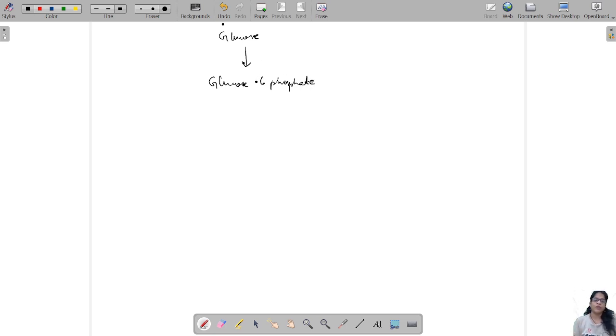Glucose molecules first have to enter the cell. Once they enter the cell, they should never go out, because glycolysis should happen inside the cell. For the glucose to not go out, it is phosphorylated. What is phosphorylation? It's the addition of a phosphate group.